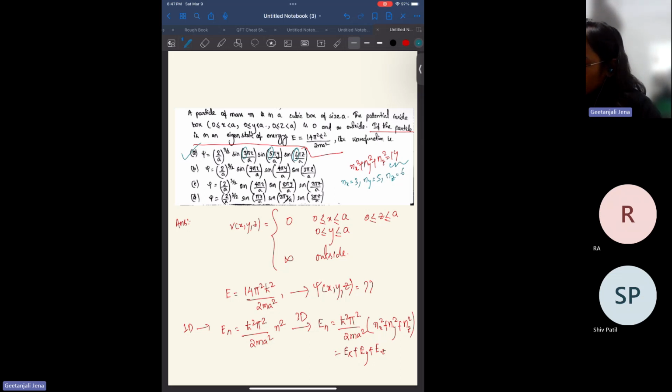Now the second one is 7, 4, and 3. 7 squared is already 49, so it will not be 14. The third one is 4, 8, 2. It is also not, because 8 squared is already 64, so the summation will be greater than 14. And the last one is nx is 1, and then 2 and 3. So that means this is 1 plus 4 plus 9, so it is 14, right? So that means the answer is D.